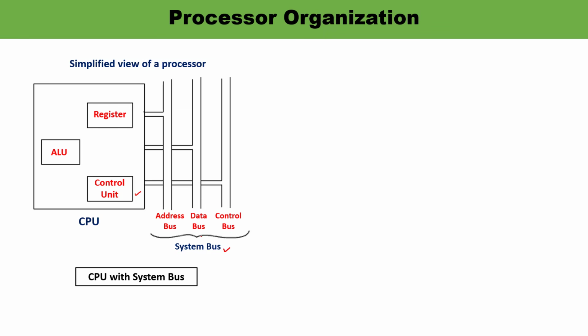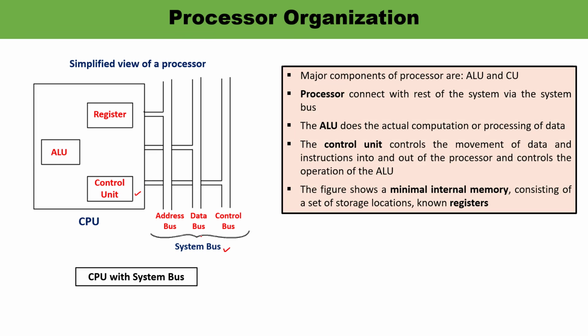Yes, there is one more point, which is about the register. For any task to be performed by the processor, some temporary information must also be stored during the execution of the program. It means there is a requirement for registers. Here in this diagram you can observe minimal internal memory, which is a set of storage locations. These locations are known as the registers. So this is how you can explain the simplified view of the processor.